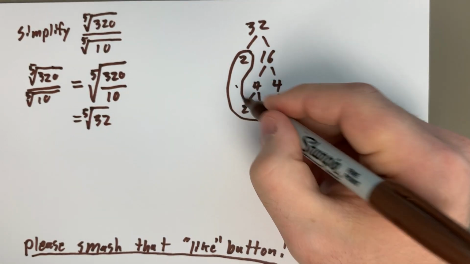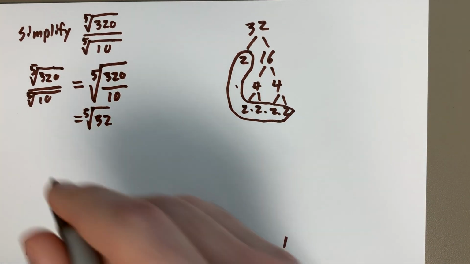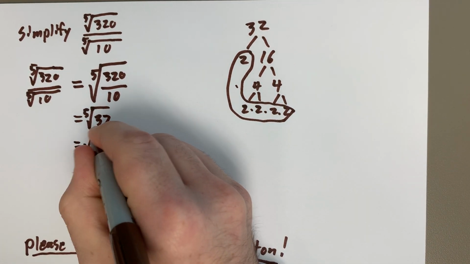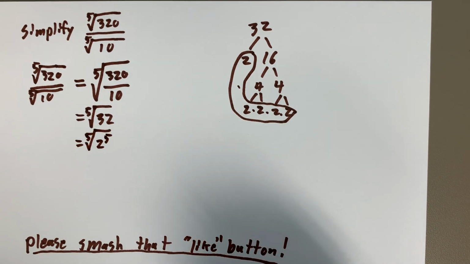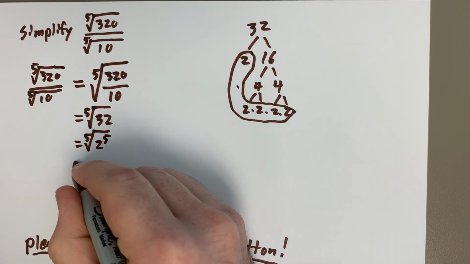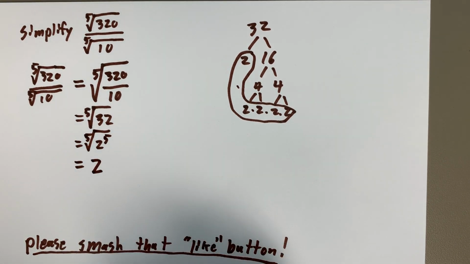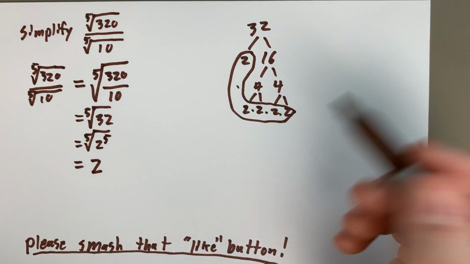Because all these things are being multiplied, I have 2 to the 5th power. So I can rewrite this 32 as the fifth root of 2 to the 5th. Okay? I have a fifth root and a 5th power, and these kill each other. So this gives me exactly 2. This is a really complicated way of writing 2, because they're all equal to each other.